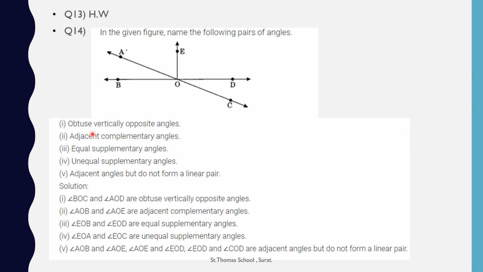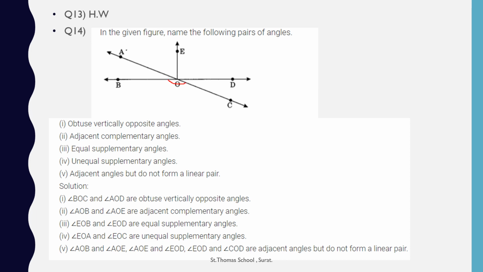First one, obtuse vertically opposite angles. Vertically opposite angles, and it should be obtuse angles also. Okay, you can't take an acute angle. So we can say that this angle is an obtuse angle.